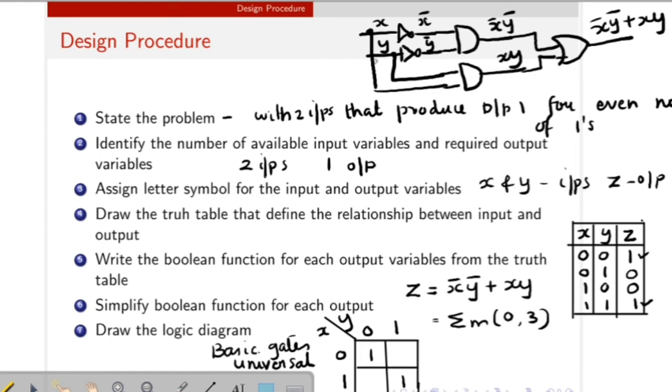Right? So this is the circuit for the given problem using basic gates. In the same way you can draw the circuit using universal gates. For this you have to modify the expression. Then you can easily draw the circuit using NAND logic and also NOR logic. So this is the procedure for designing a combinational circuit. Follow these steps so that you can easily design the circuit.